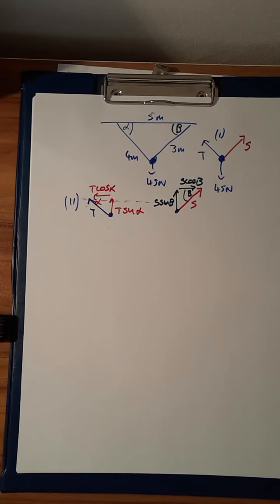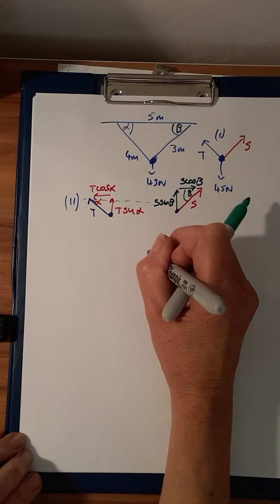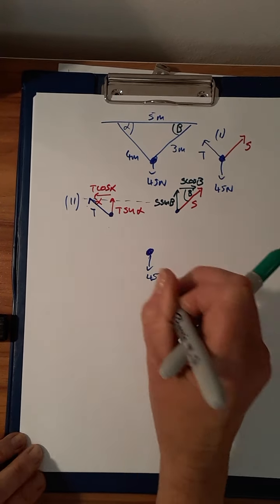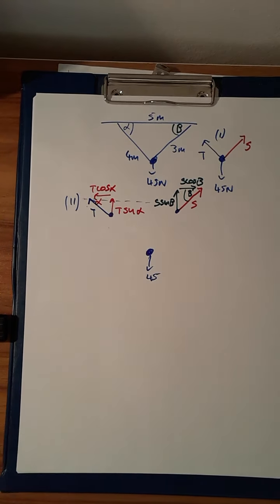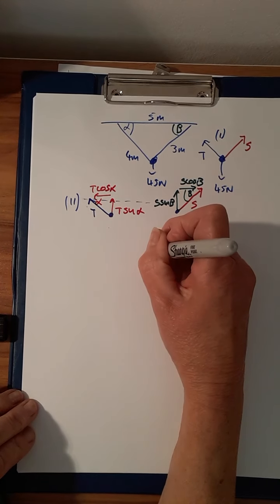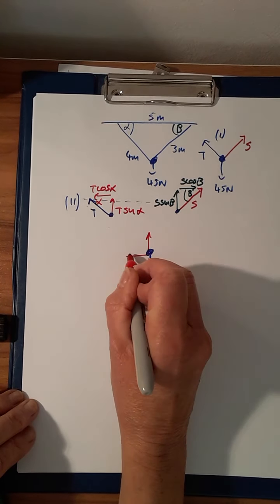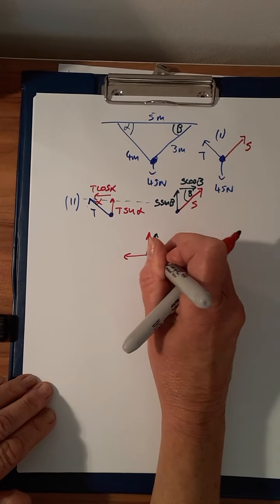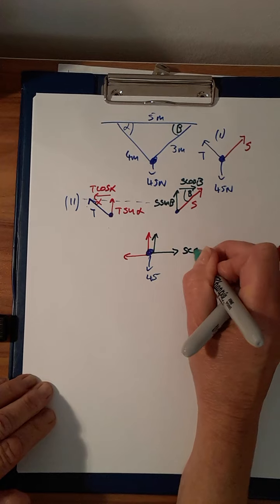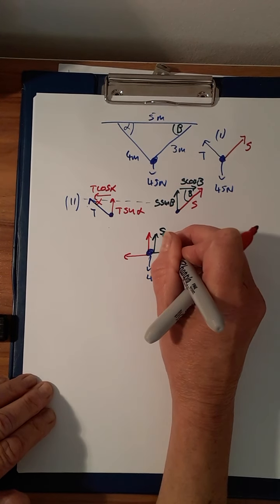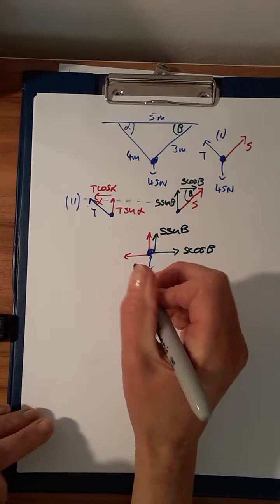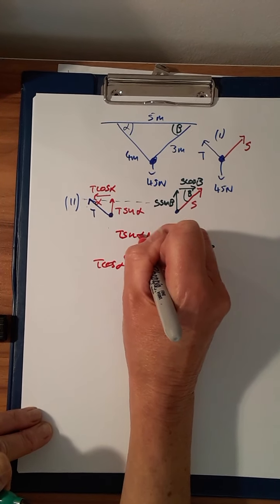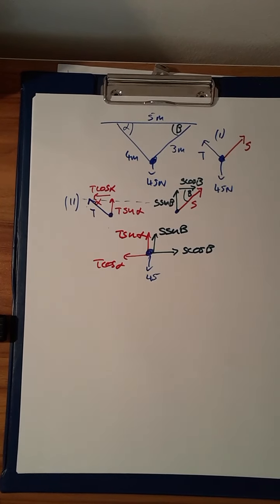Right, so now look what I have. I have this particle, it has a 45 newton force acting down, and then it's got these two red components, T sine alpha and T cos alpha, and it also has these two green components, S sine beta and S cos beta. So S cos beta, S sine beta, and the red ones are T cos alpha and T sine alpha. Okay, I'm going to write down the equations.